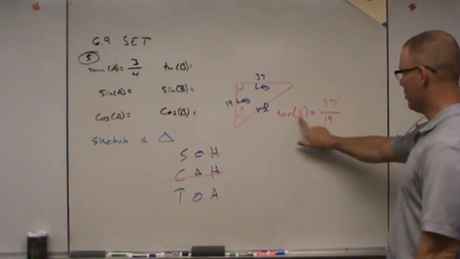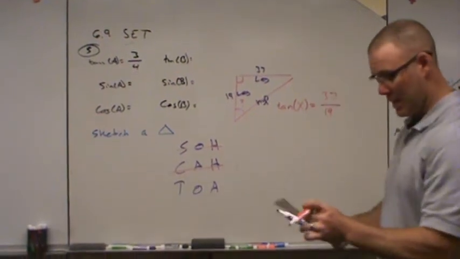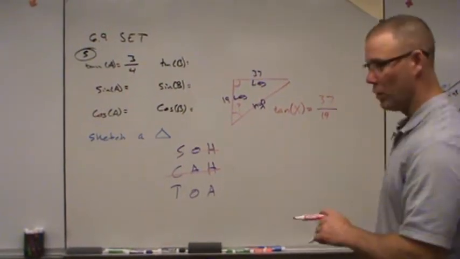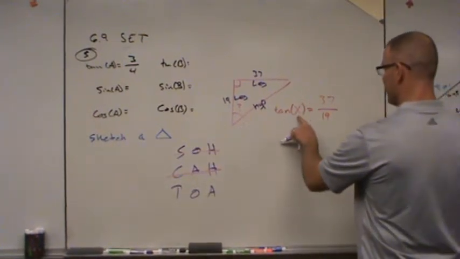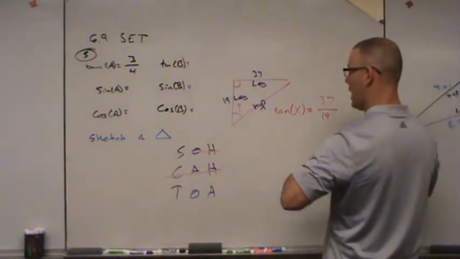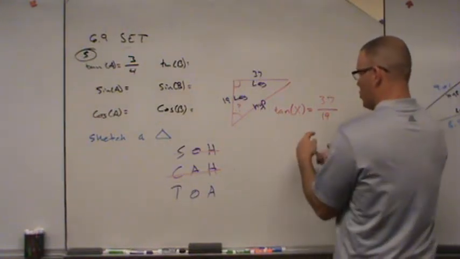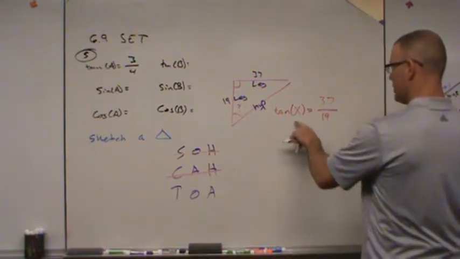X is my unknown. I need to solve for this. So here's the thing for today. This is what you need, and I'll do one more. I know it's a lot, but I'll do one more. In order to get x by itself, I have to do the opposite of what's here. Because I'm using a trig ratio, I have to undo that trig ratio to get x by itself.